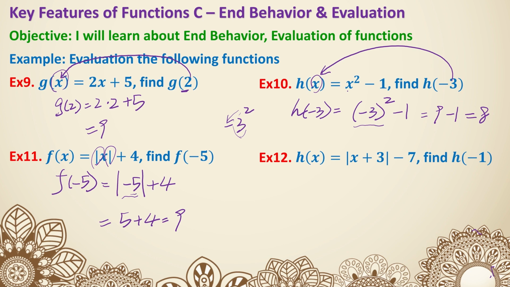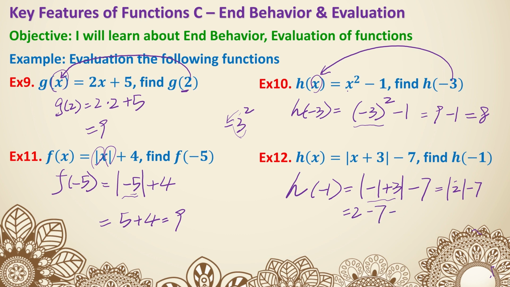Next, example 12. h of -1 equals, was -1 plus 3, then -7. You do need to do the calculation first inside the absolute value. That is going to be the absolute value of 2 minus 7. Well, it's already a positive number. How far away is 2 from 0? It is just 2. 2 minus 7 equals -5.